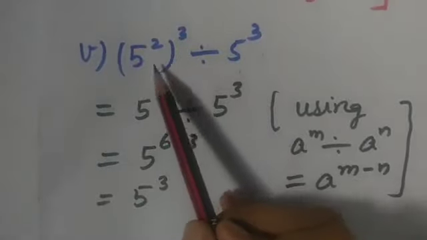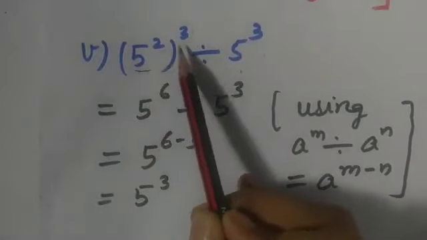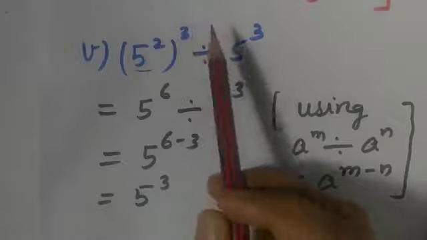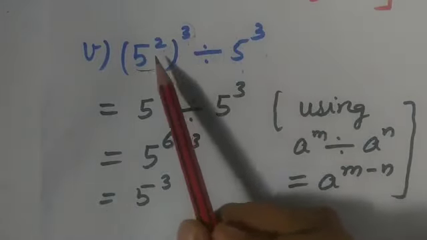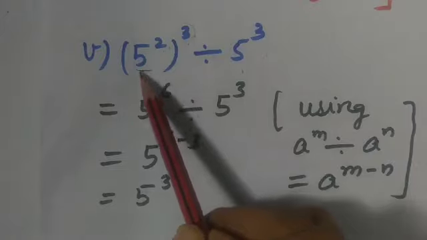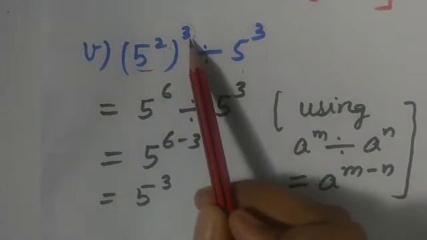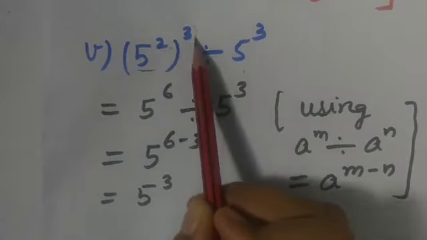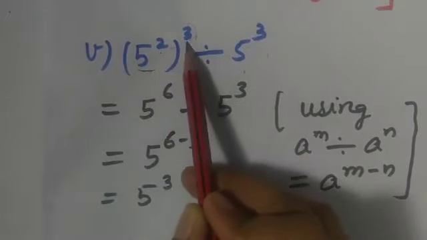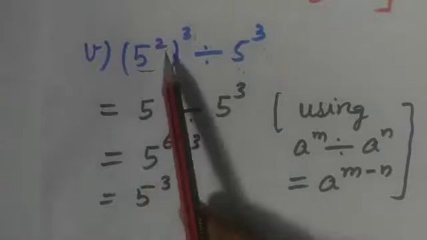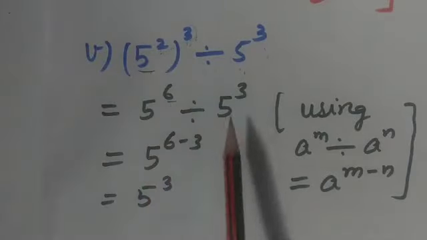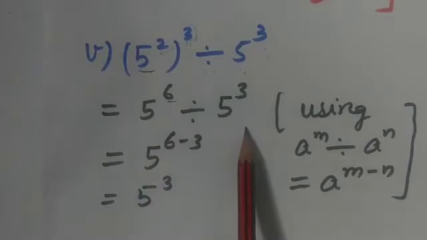Here I am observing that in this exponential form I have power to the power. We have learned that whenever we have a number raised to a power and to a power, then the powers get multiplied. So it will be 5 raised to the power 2 into 3, divided by 5 raised to the power 3. So it will be 5 raised to the power 6 divided by 5 raised to the power 3.